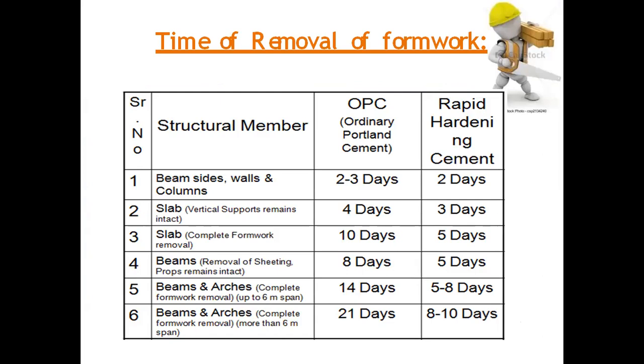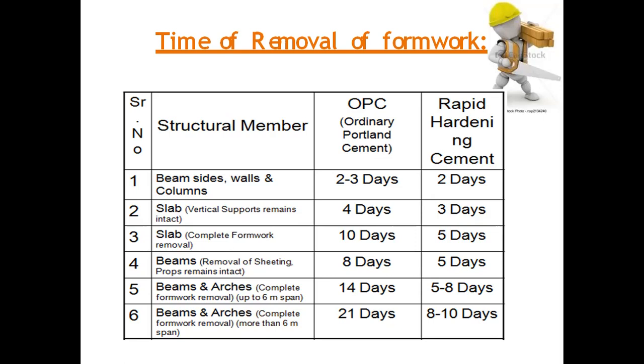Structural members. For beam sides, walls, and columns, for ordinary Portland cement, it takes about 2 to 3 days. For rapidly hardening cement, it is about 2 days. For slab, the vertical support remains intact for 4 days for ordinary Portland cement and a day less for rapid hardening cement. For slab, the complete formwork removal can be observed for OPC at 10 days and for rapid hardening cement at 5 days.